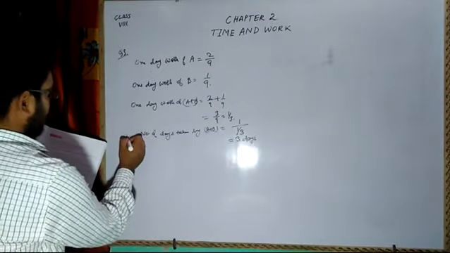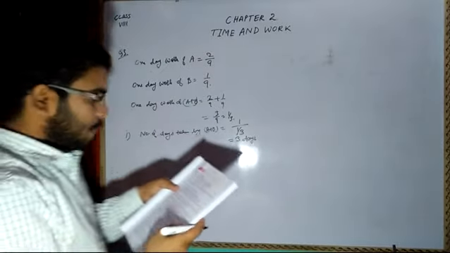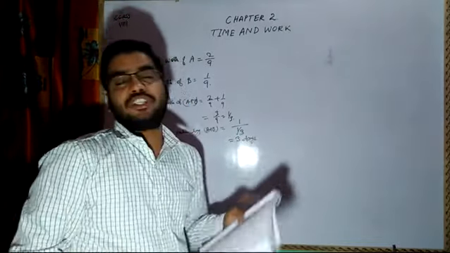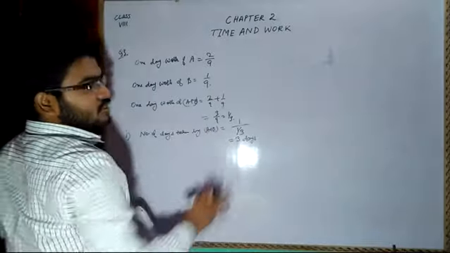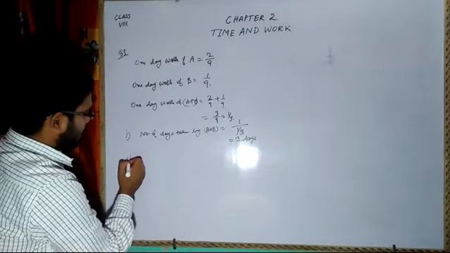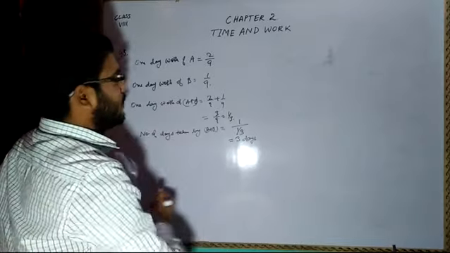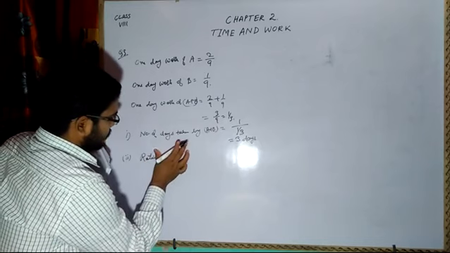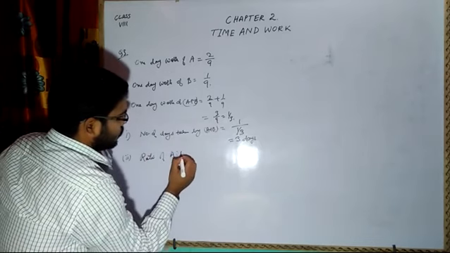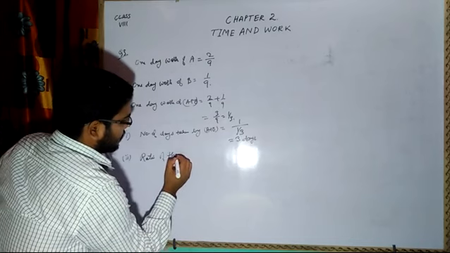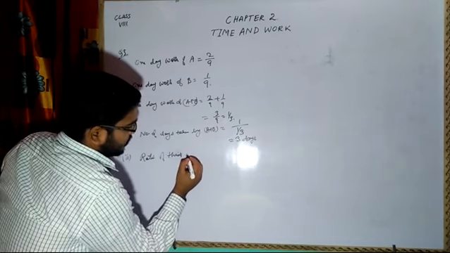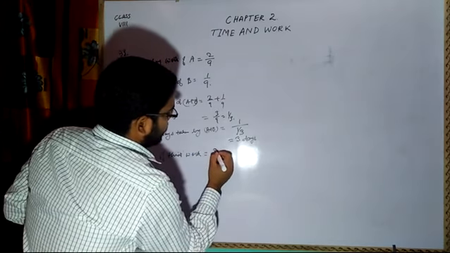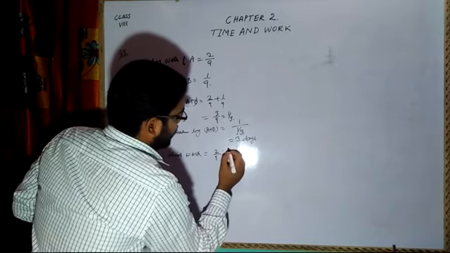Now this was the first part. The second part they are saying, if they are paid rupees 900 for the job, what will be each person's share? Now this is the 3 days work. What is the ratio of their work? Second part we have to find the money that they should get, the wage. So ratio of A is to B, ratio of their work is equal to 2 by 9 is to 1 by 9.